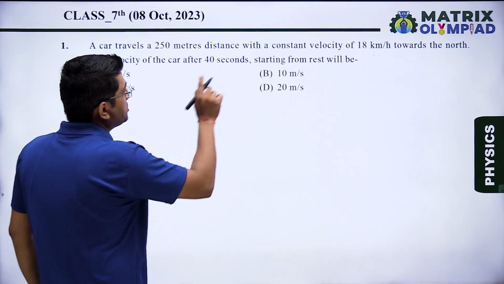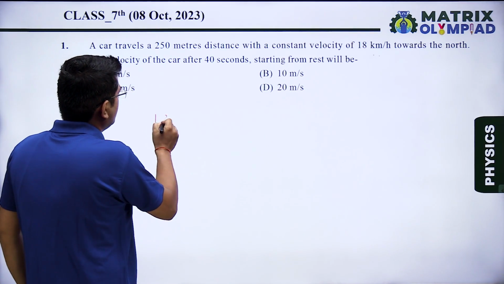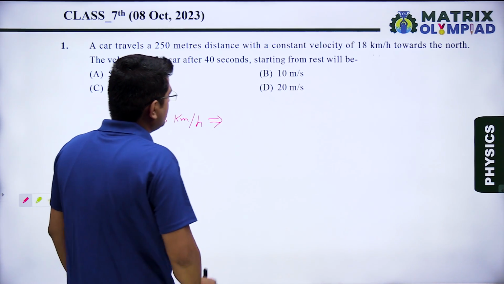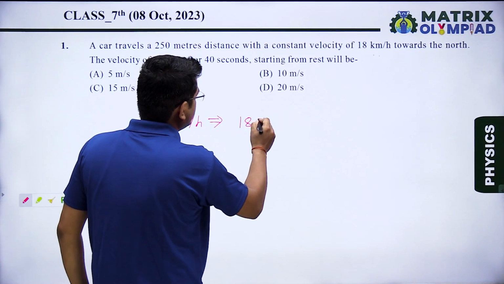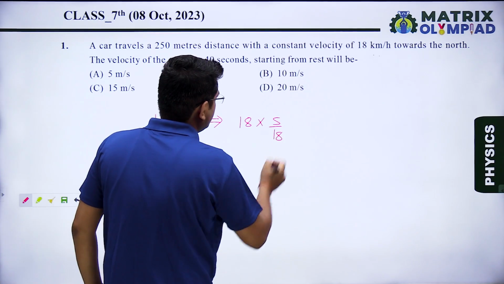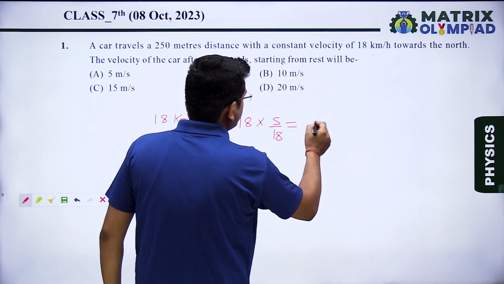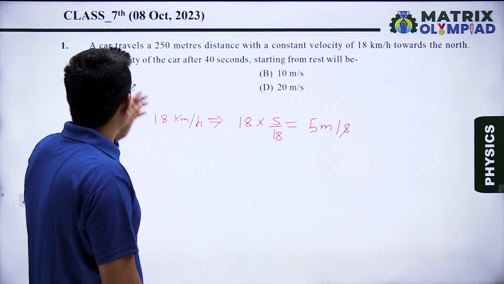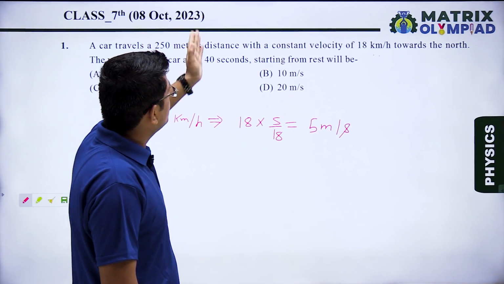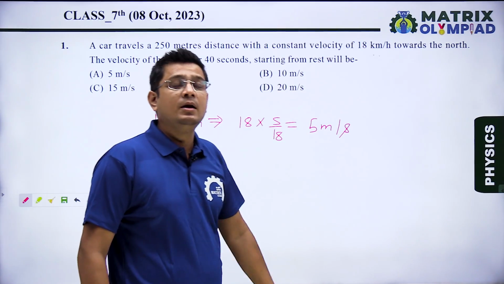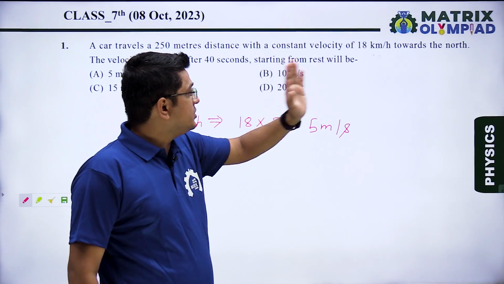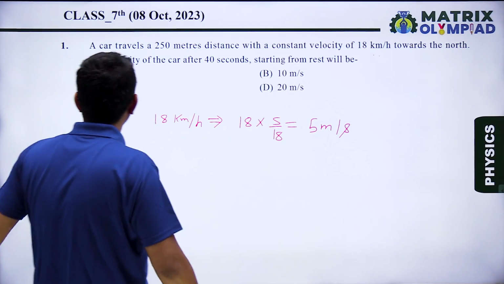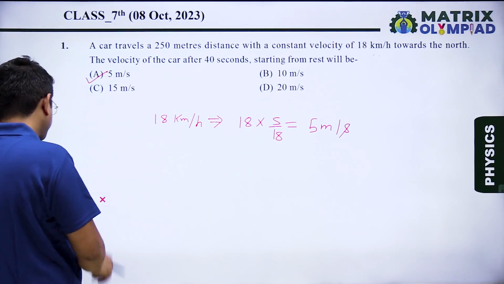As we know that to convert kilometer per hour into meter per second, we multiply it by 5 upon 18. So the velocity in meter per second becomes 5 meter per second. As in this question it is given the car is moving with a constant velocity, that means the velocity of car is not changing. So velocity after 40 seconds will also be 5 meter per second. So correct answer is option A.